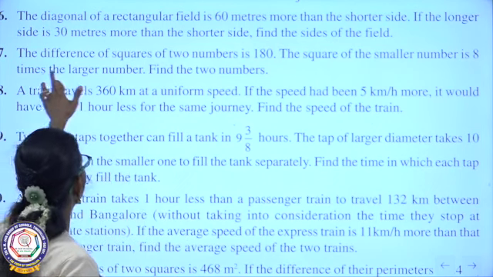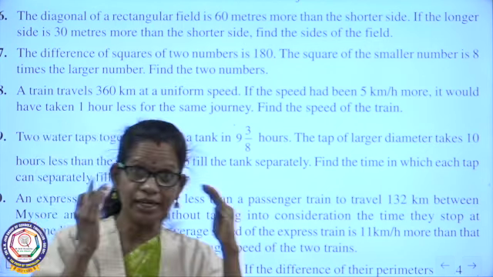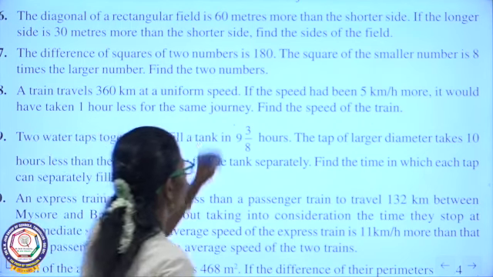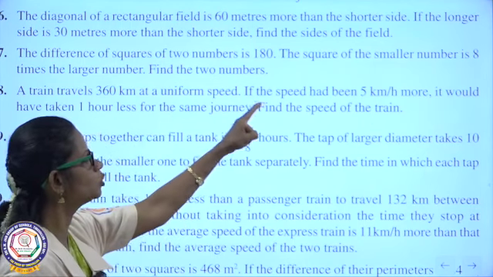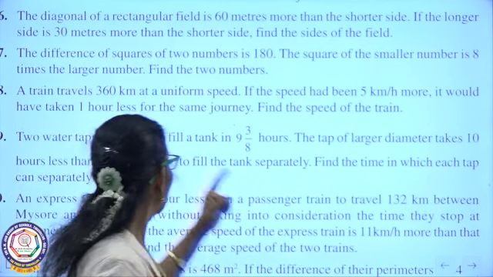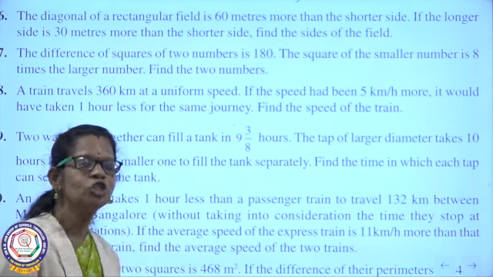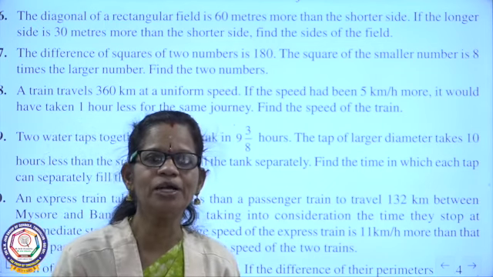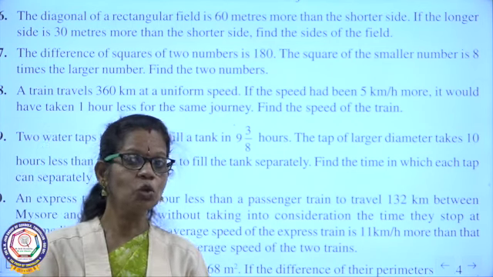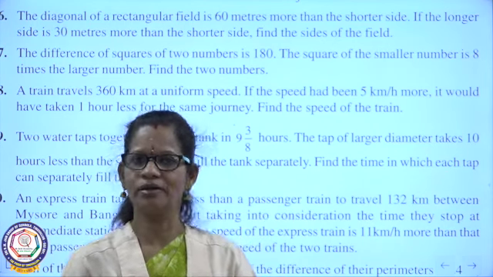Now you see, understand first, the difference of squares of two numbers is 180. The square of the smaller number is 8 times the larger number, right? That means they are discussing two numbers. One is the smaller number, another one is the larger number, right?